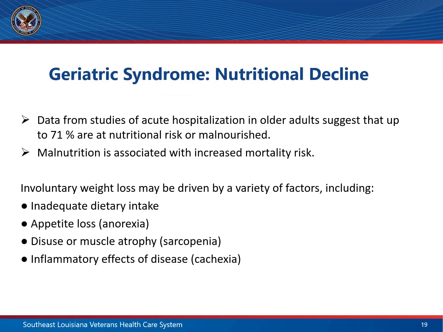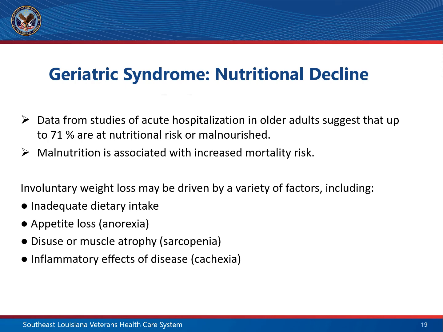So the next syndrome I'd like to talk about is nutritional decline. Data from a lot of studies of acute hospitalizations show that up to 71% are at nutritional risk or come into the hospital malnourished. Malnutrition, of course, is associated with increased mortality risk.